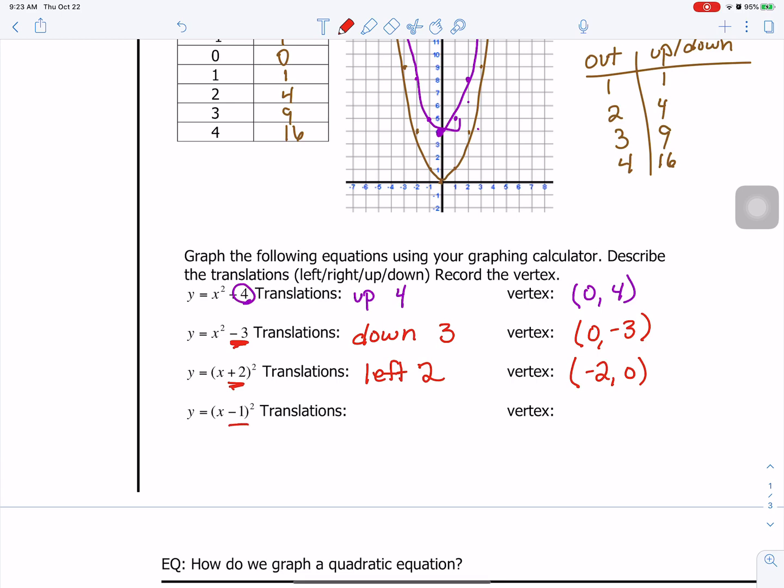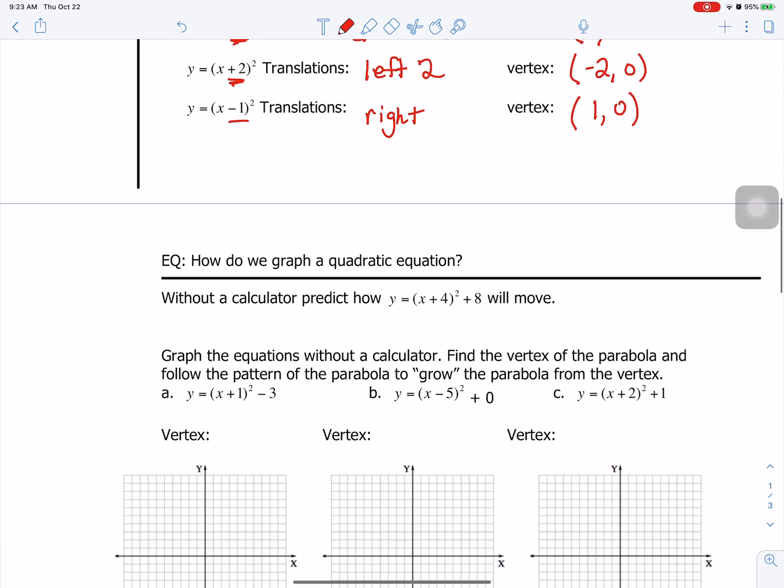And this -1 inside the parenthesis moves it right 1. And my new vertex would be 1, 0. Again, in those parentheses, think like that zero product property, what's going to make it equal to 0. And that's how that one's moving, just the opposite. And again, you saw that with the decimals and the patterns piece.